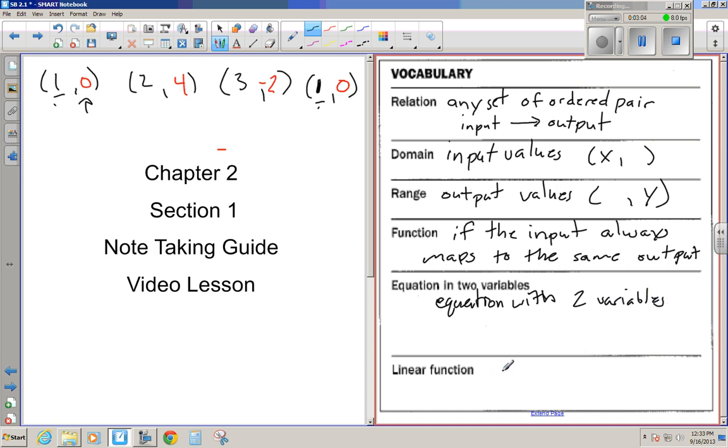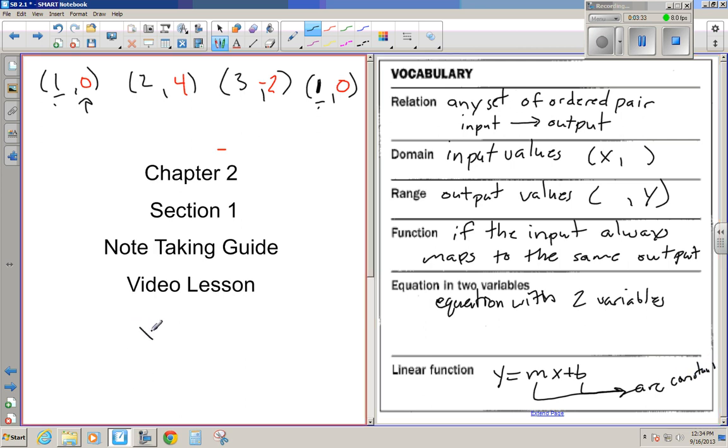A linear function. A linear function comes in this form, y = mx + b. A linear function basically is just that. M and B are constants.